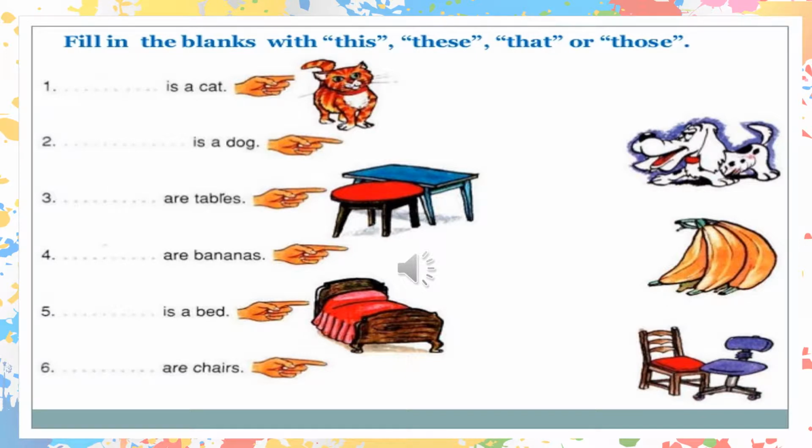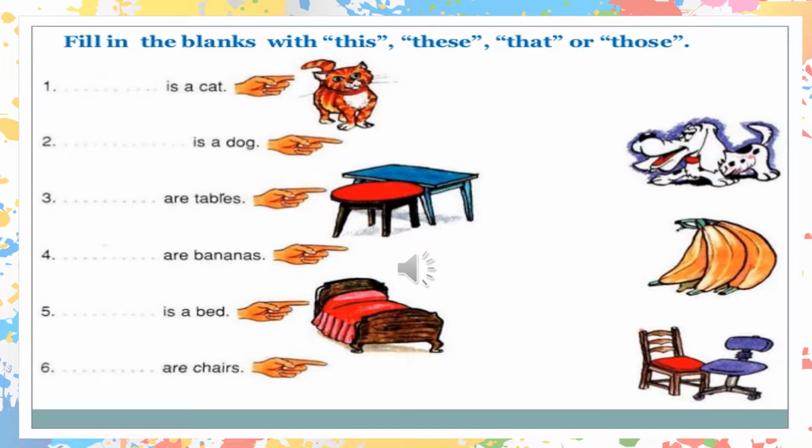In number 4, dash are bananas. Bananas are very far away from the pointing finger. So we will say those are bananas. Dash is a bed. The bed is very close to the pointing finger. So we will say this is a bed. Dash are chairs. Chairs are at a distance. So we will say those are chairs.